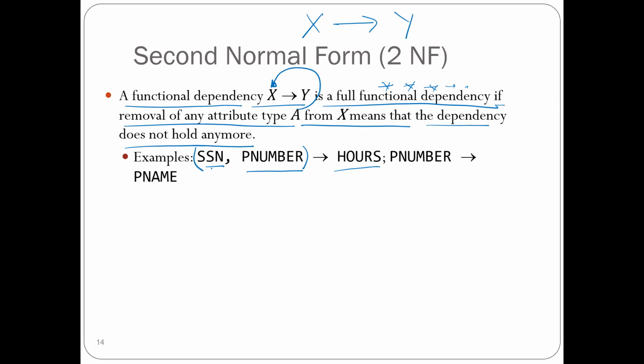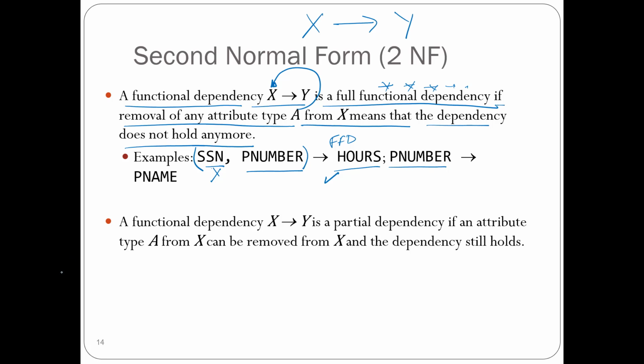We have the functional dependency SSN, P number to hours. Now, if I take SSN out, right, if I remove SSN and say, okay, find P number to hours, then that is incorrect. For this functional dependency, we need SSN as well as P number, right? So this is an example of full functional dependency, FFD you can write, right? Full functional dependency. The hours attribute type is fully functionally dependent on SSN as well as P number. Same is the case with the second functional dependency, which is from P number to P name.